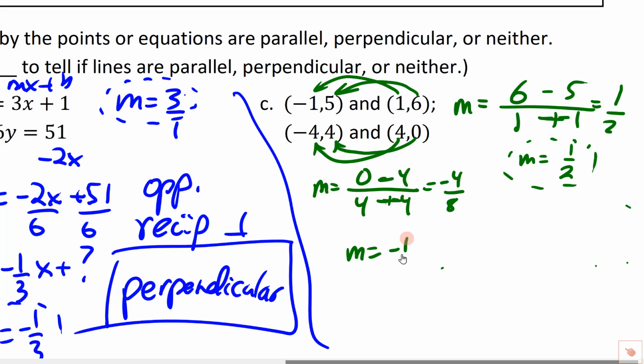So this is going to be negative 1/2. So what I've got here, and take a good look at this, because a lot of people will look at this and go, oh, they're the same, they're parallel, but they are not exactly the same because this one is negative. So they can't be parallel.